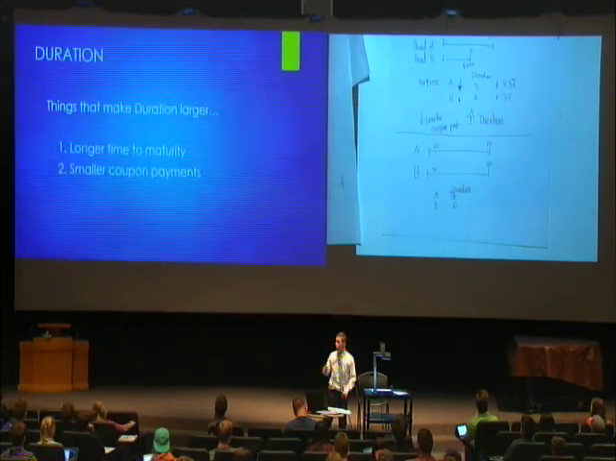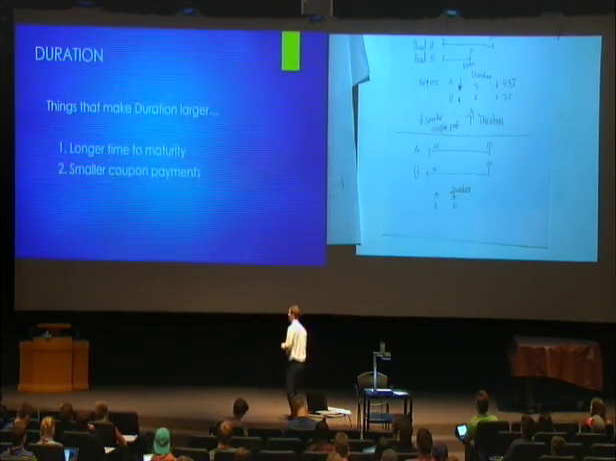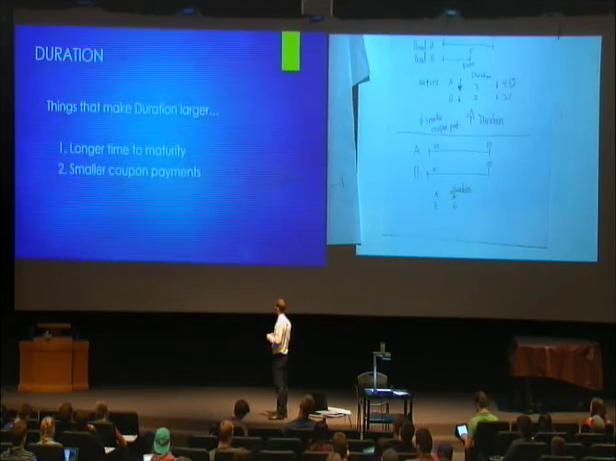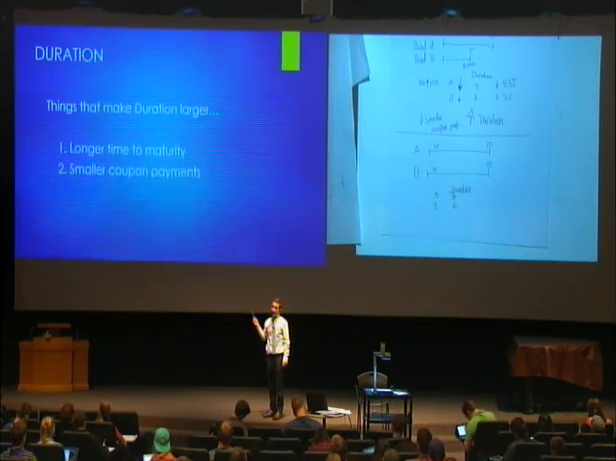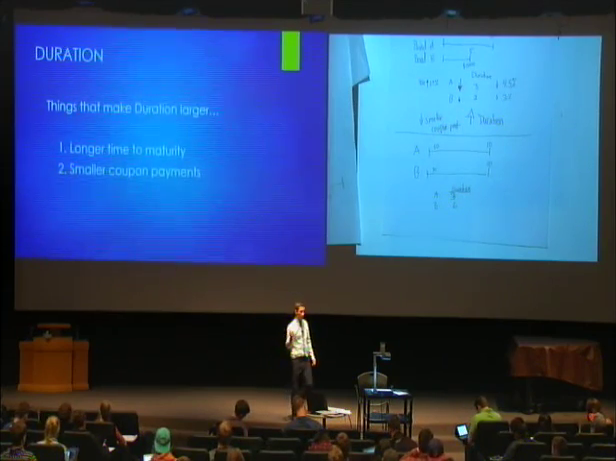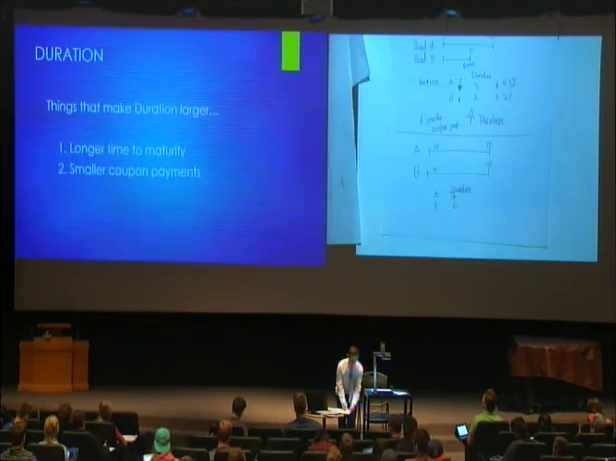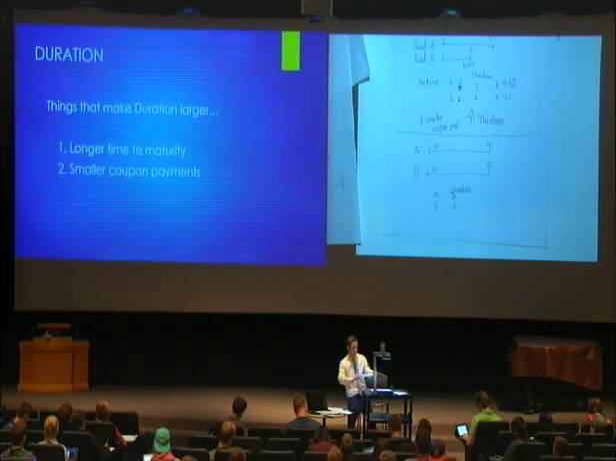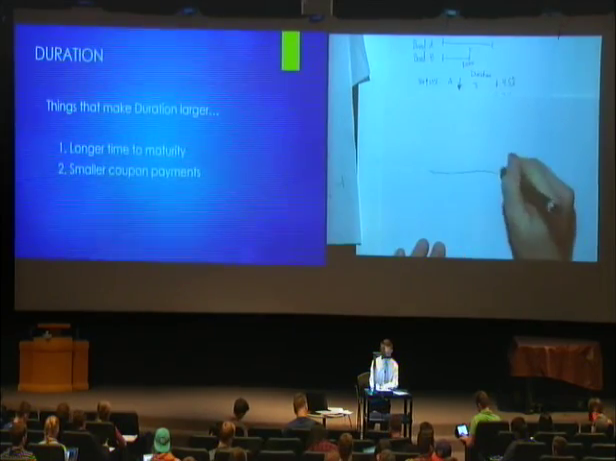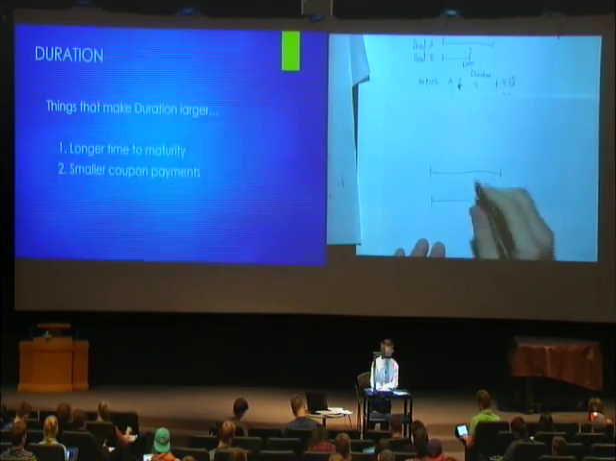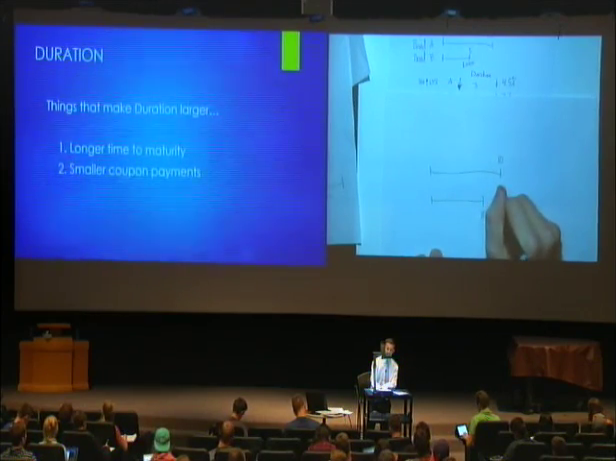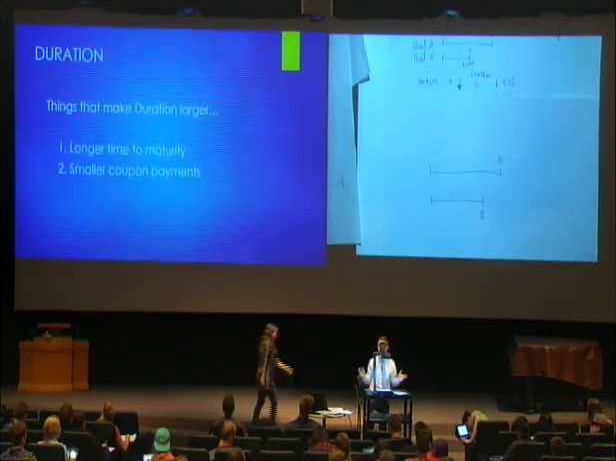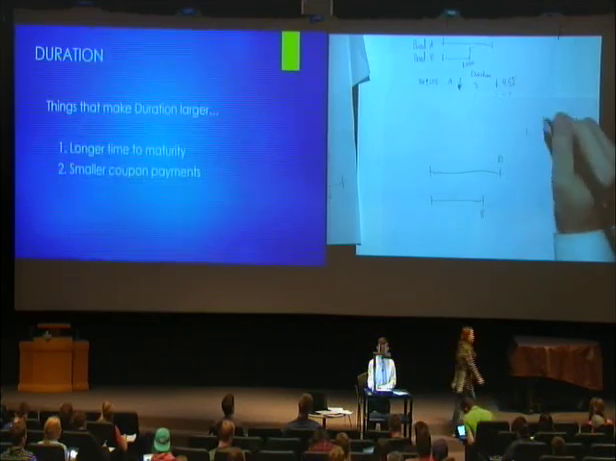Okay, there you go. So know this: the two things that make duration larger are a longer time to maturity and smaller coupon payments. So it would be possible for a bond that is 8 years, and this is 10, for this one to have the higher duration, depending on its coupon payments. So duration will be given to you. These are the two things to know.